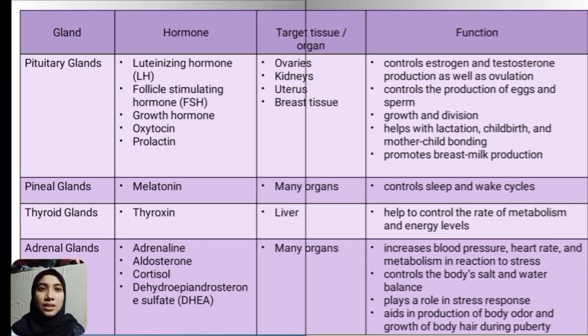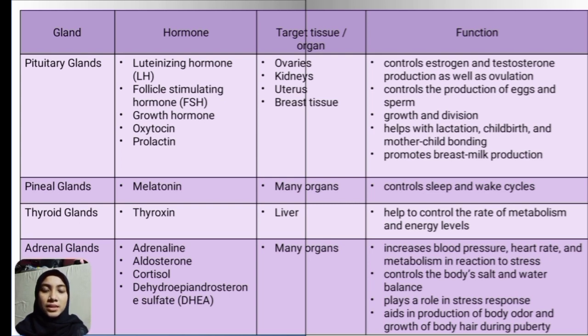Pituitary gland. It releases luteinizing hormone, follicle stimulating hormone, growth hormone, oxytocin, and prolactin. The target tissue is ovaries, kidneys, uterus, and breast tissue. It controls estrogen and testosterone production as well as ovulation. It also controls the production of eggs and sperm. It plays a role in growth and divisions. It helps with lactation, childbirth, and mother-child bonding. It also promotes breast milk production.